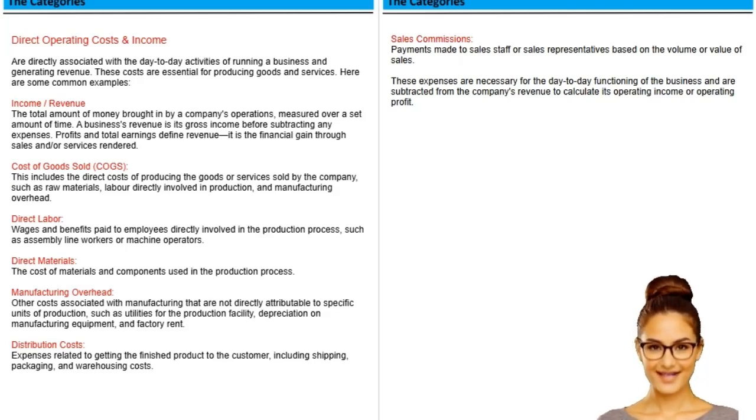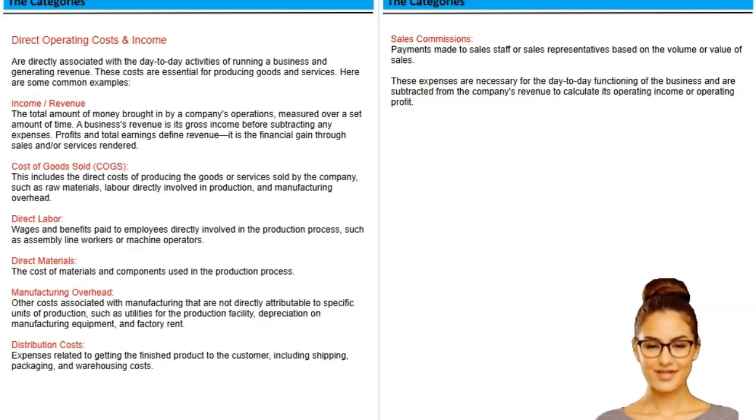These are wages and benefits paid to employees directly involved in the production process, such as assembly line workers or machine operators. Direct labor refers to the salaries and wages paid to workers that can be directly attributed to specific products or services. It includes the cost of regular working hours, overtime hours worked, payroll taxes, unemployment tax, medical aid, employment insurance, etc. Next, we have direct materials.